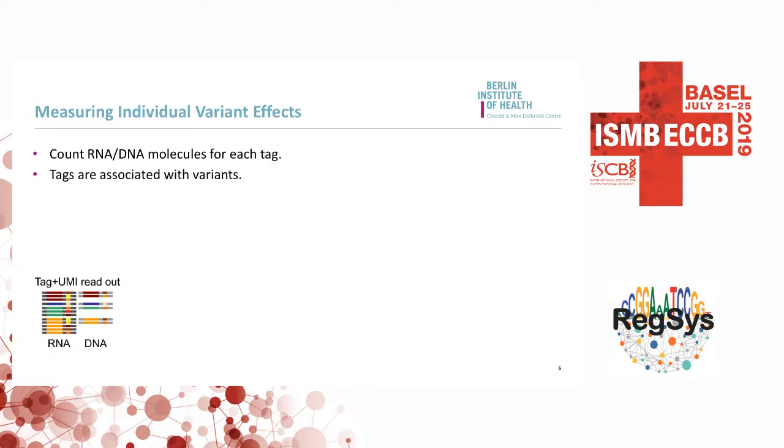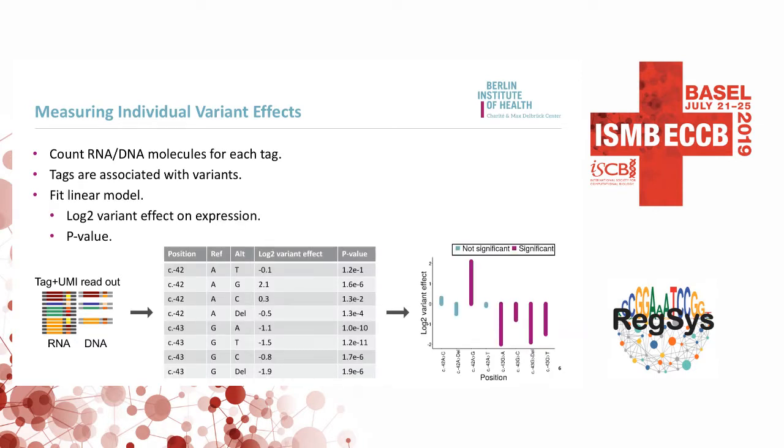So here we are. We have these counts, and all these tags are associated with variants, but with multiple variants, maybe 5 or 10 per fragment. So we have to narrow them down to one variant. Here we use a linear fit model. We use the log of the counts to get the log2 variant effect on expression for every one of those variants. And we also have a significance p-value, so we know we have the baseline, the wild-type activity, and this gives us how significantly different our variant is from the wild-type activity.